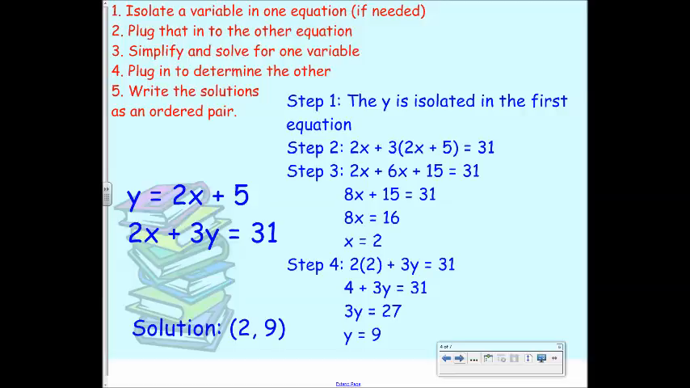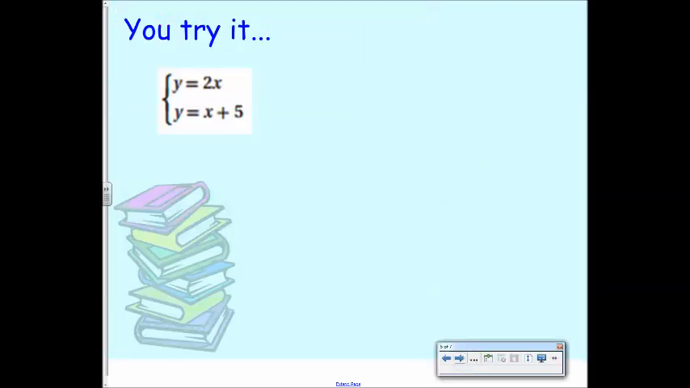All right, so this is just all the work that we just did on a separate slide, so that if you didn't copy it down correctly, you have all that answered out for you. All right, so our solution to that was 2, 9. Okay, now I want you guys to try it.